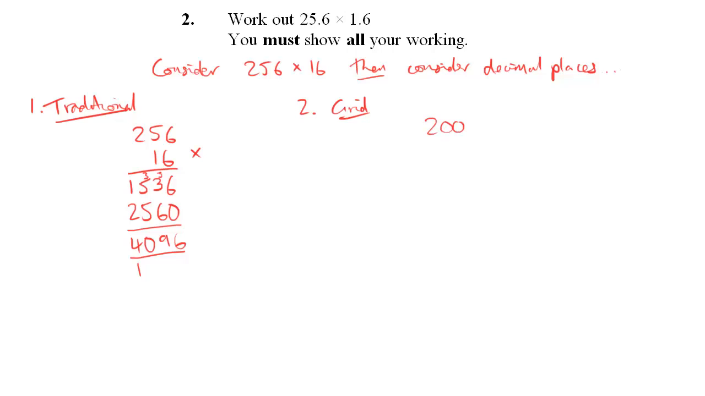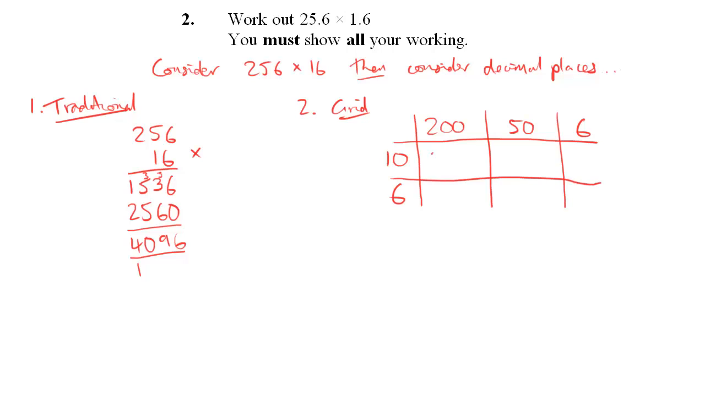So we'll split 256 into 200, 50 and 6 and make that into a table. Down the other side, we'll split 16 into 10 and 6. And we simply multiply each thing by each other thing to fill the table.